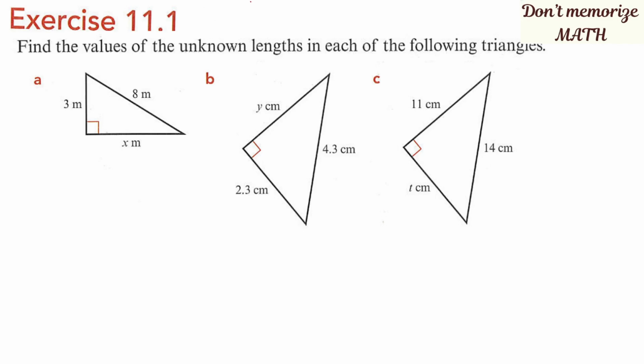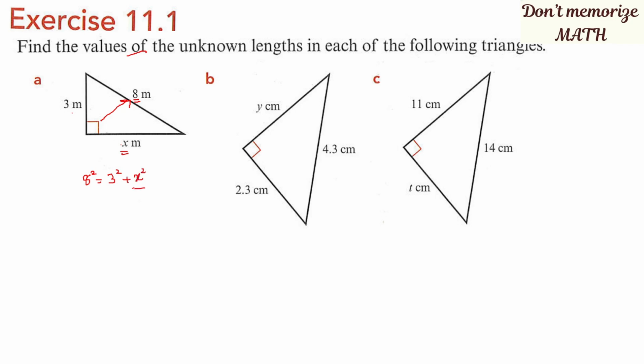Okay, so here we will use the Pythagoras theorem. We need to find the value of x. Pythagoras theorem says that opposite of 90 degree, that is 8, that is hypotenuse. So 8 square equals, take the square and take the sum of the other two sides, so 3 square plus x square.